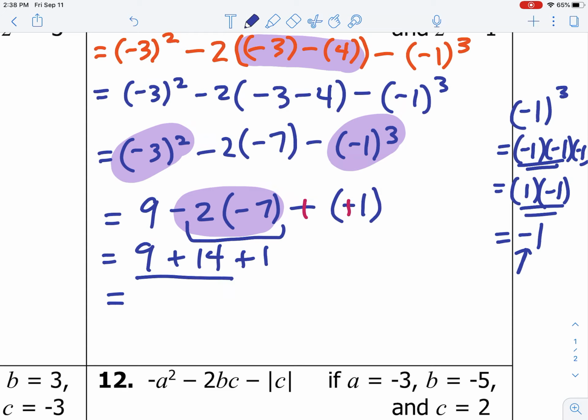Going from left to right, all I have is addition. 9 plus 14 is 23, and 23 plus 1 is 24.